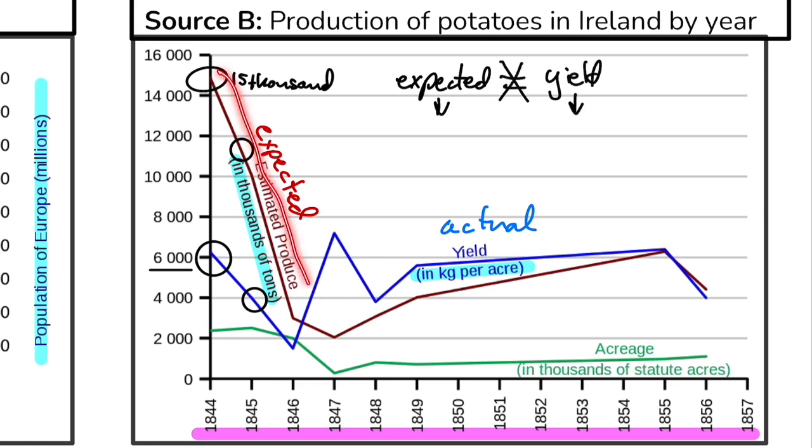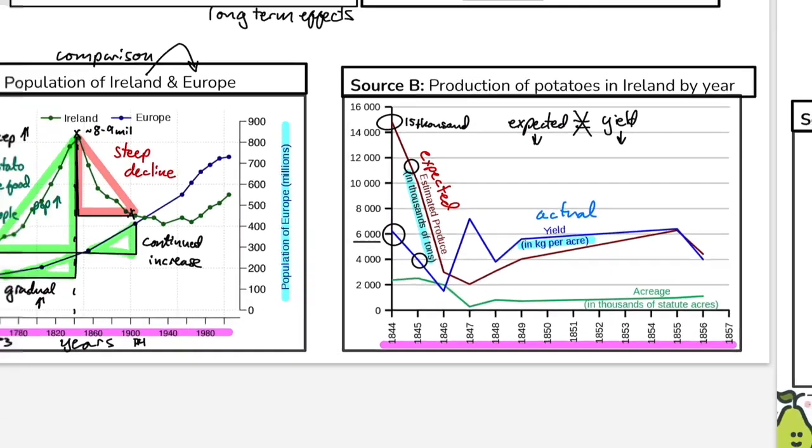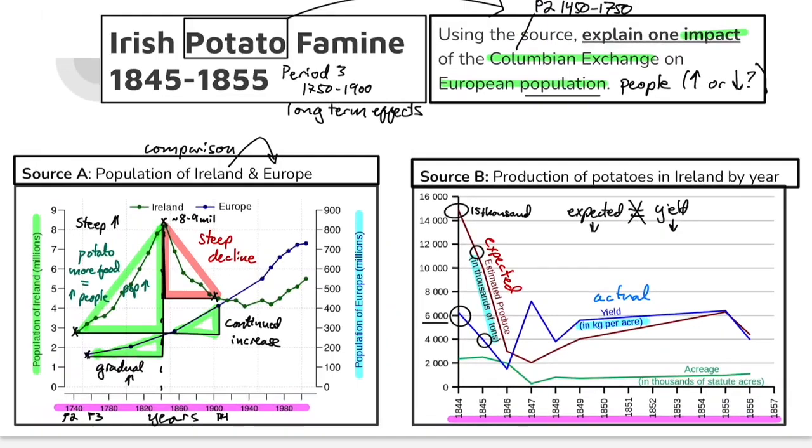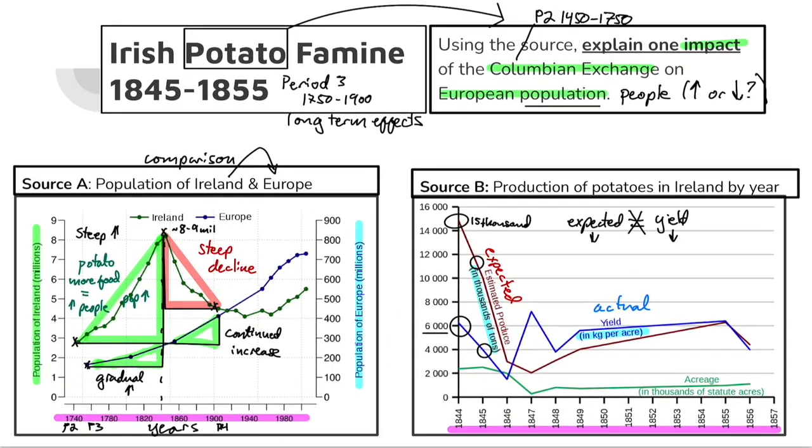So both of these graphs are essentially showing us the same thing, the effect of the famine on the population. But now we need to apply it to the prompt. The prompt isn't asking us about the potato famine in period 3. The prompt is saying, explain how this relates to the Columbian Exchange.